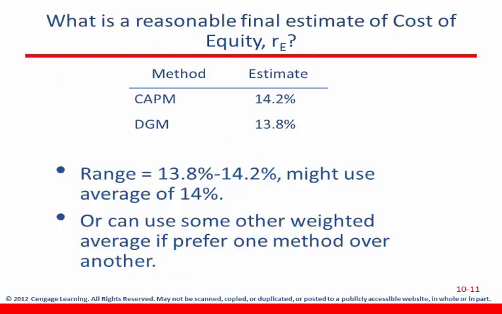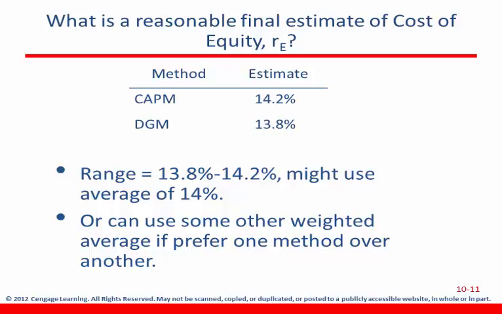So now to find the actual cost of equity, what you're going to want to find is an average. The range is going to be somewhere between 13.8 and 14.2%. So we might as well take the average, and that's what I'd want you to do on the exam. Now there are some other ways to do this too, but I'm not going to teach them for this class. These are the two main ways, and this is what I want you to focus on: the CAPM and the dividend growth model. You've got both. You take an average. So we're going to use 14% in this case.